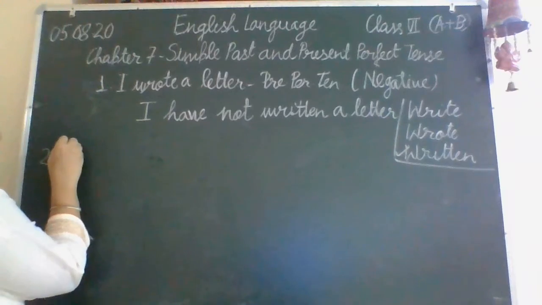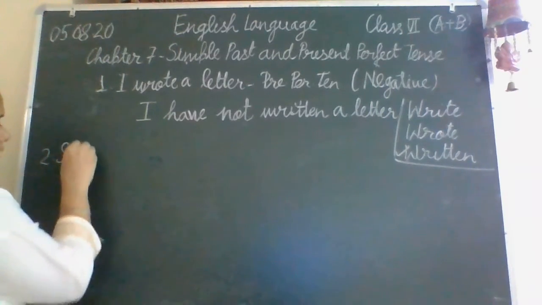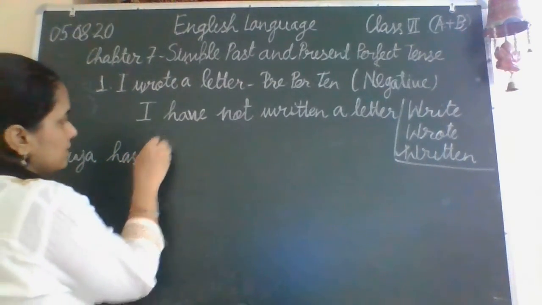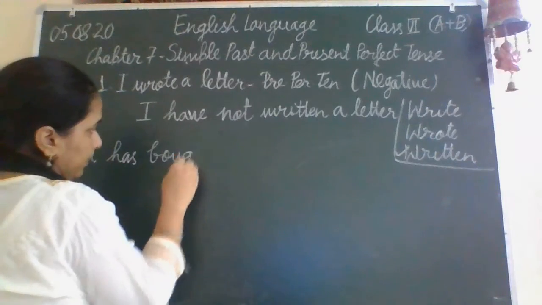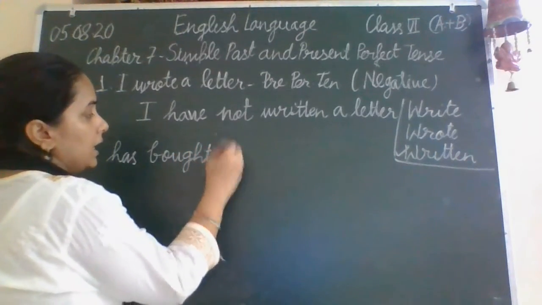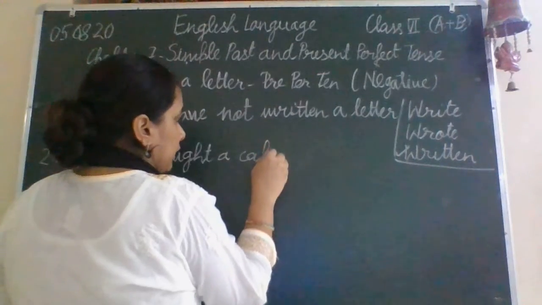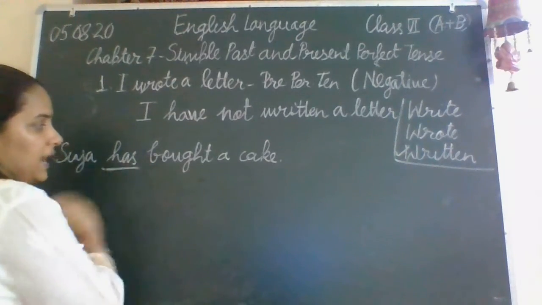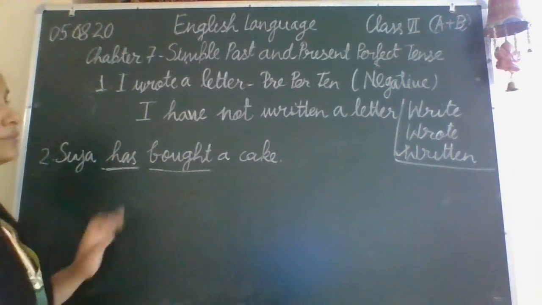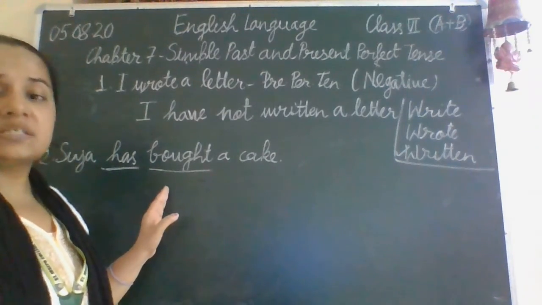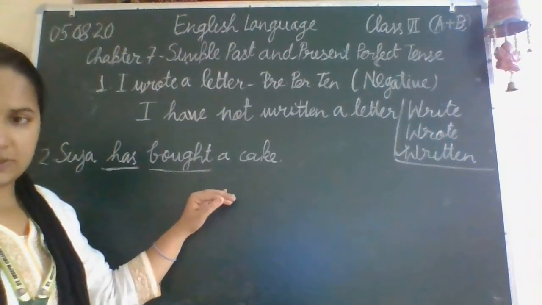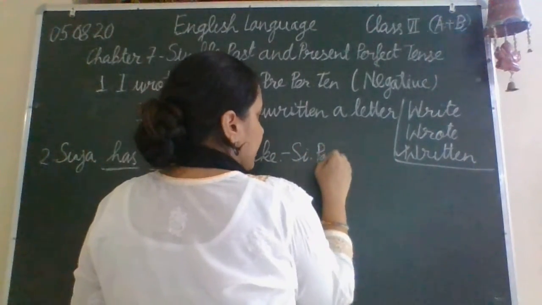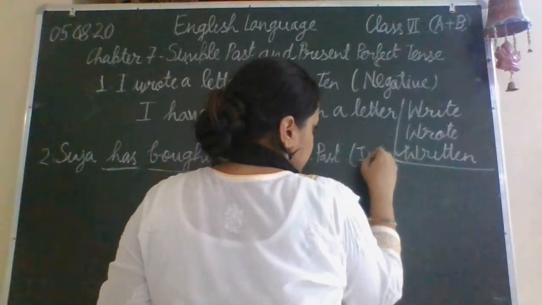Suppose Sia has bought a cake. Now you can see we have used the term has, and this is the third form of the verb. That means the sentence is the present perfect tense, affirmative sentence, and we have to change it into simple past interrogative.